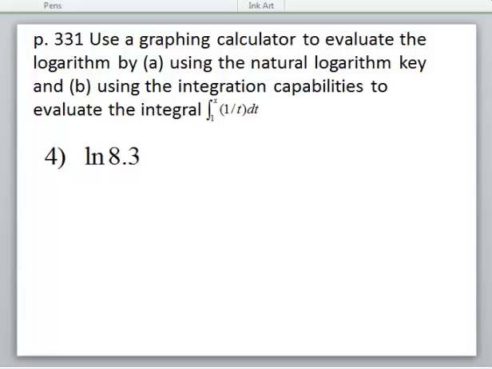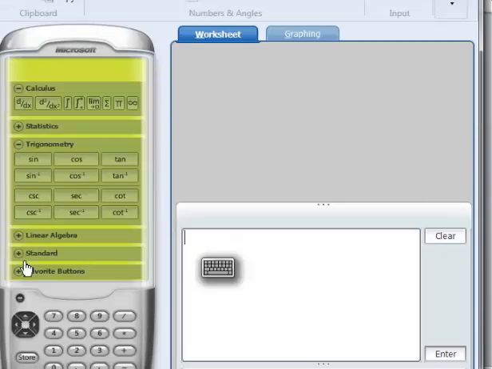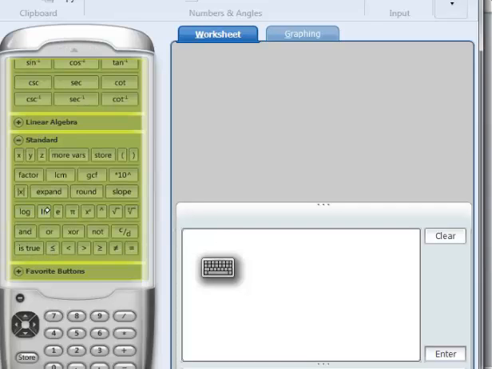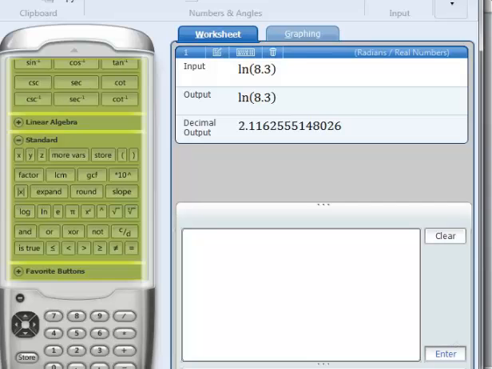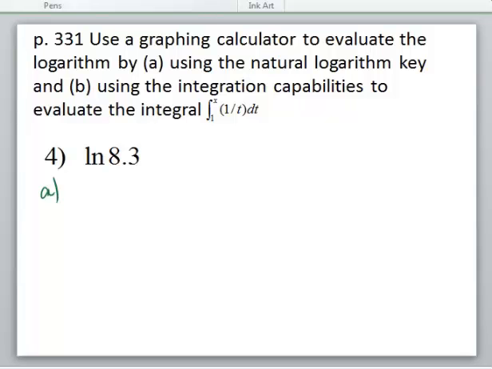The first problem I want to go ahead and talk about says, use a graphing calculator to evaluate the logarithm by using the natural log key. So that's the first thing I'm going to do, I'm going to bring up my calculator and I'm going to find the log key on it. Right here is the natural log. So I'll type in the natural log and the number, 8.3. I'll close those parentheses and I'll hit enter. That gives me the decimal of 2.116. So I'll go back and write in that answer, 2.116.